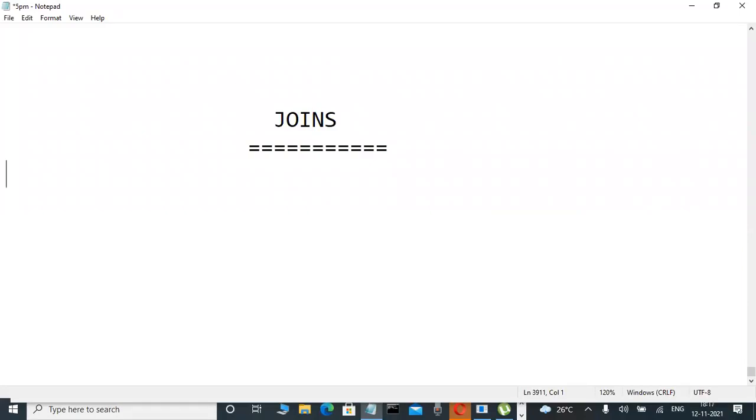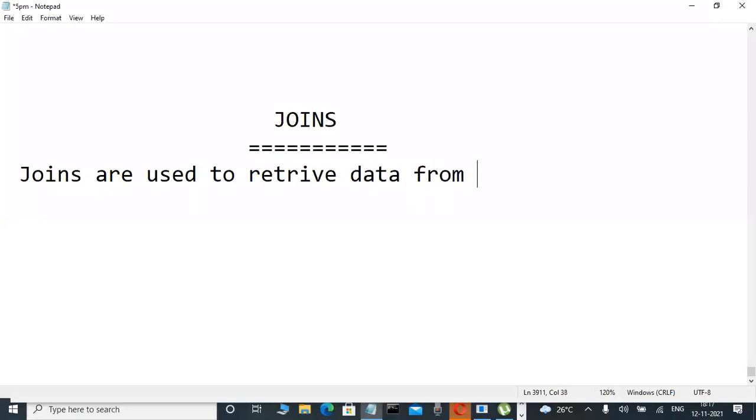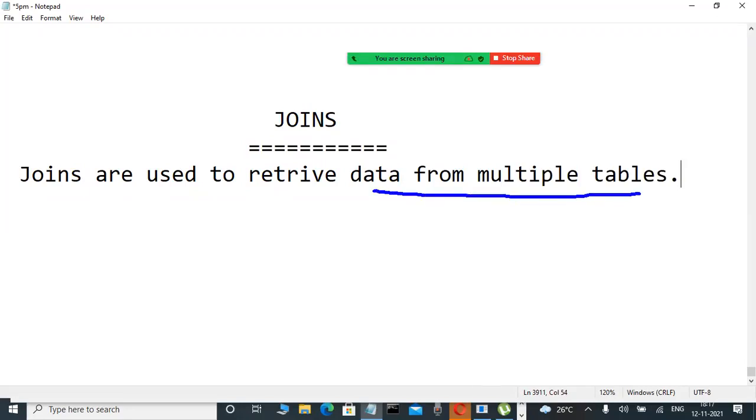Some rules-based, I am telling only. Joins are used to retrieve data from multiple tables. Write it. Joins are used to retrieve data from multiple tables. Underline it.